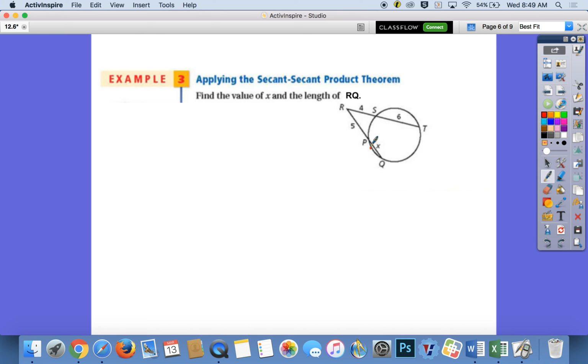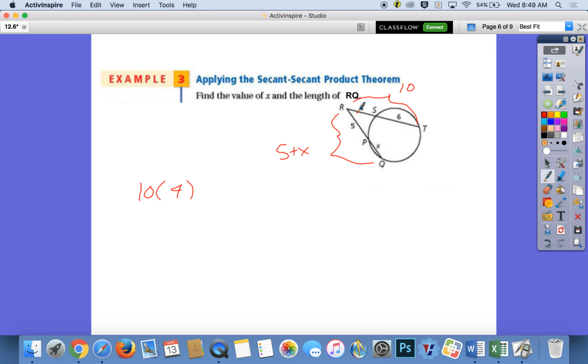I want to find the value of x, the value of this chord here. And so, I know that whole, what is my whole? It's not 24, it's 10. Okay, and then watch out for this. What is my whole? It is not 5x, it's going to be 5 plus x. Alright, now we just need to follow our formula. Whole times outside, whole times outside equals whole.